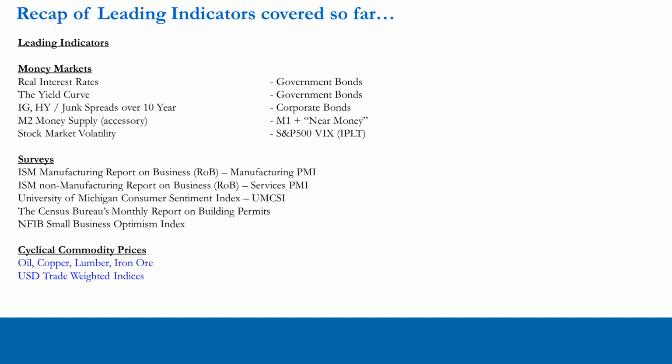We've covered the money markets and we've covered surveys. And now we're going to be adding in cyclical commodity prices. And we're going to be covering oil, copper, lumber, and iron ore. And we're also going to be covering currencies. So we're going to be looking specifically at the US dollar trade-weighted indices.